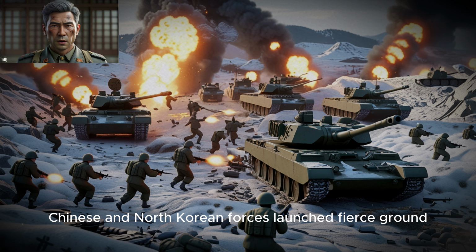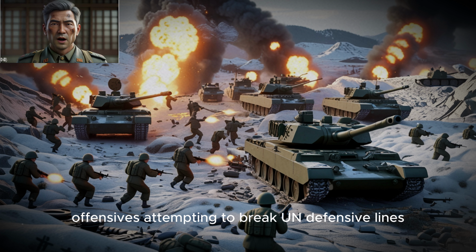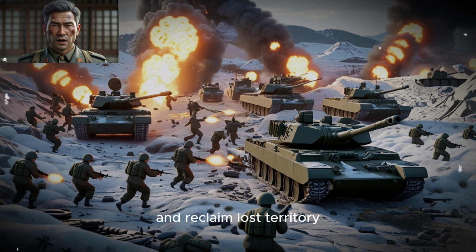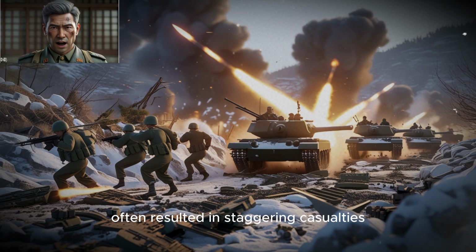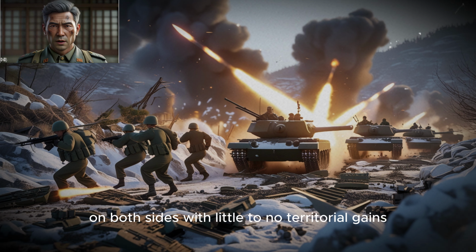Meanwhile, Chinese and North Korean forces launched fierce ground offensives, attempting to break UN defensive lines and reclaim lost territory. These offensives often resulted in staggering casualties on both sides, with little to no territorial gains.